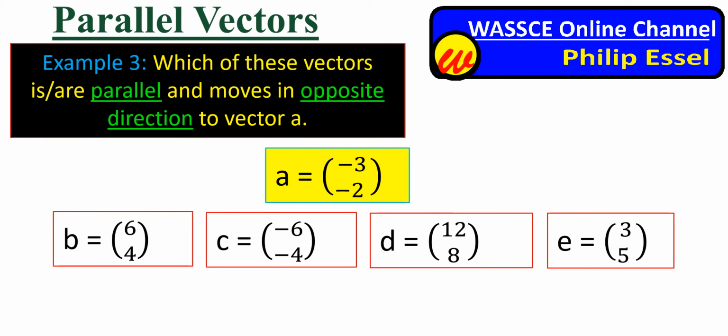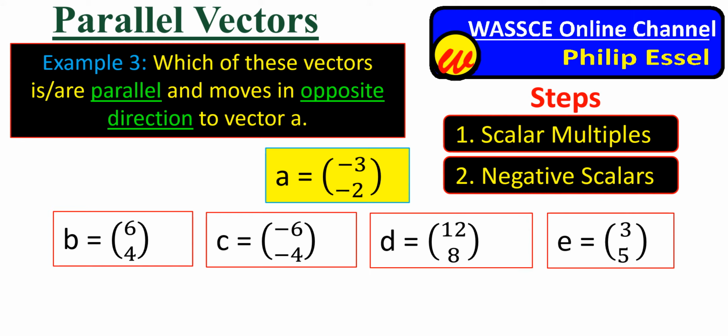Example 3. Which of these vectors is or are parallel and moves in opposite direction to vector A? So in this example, we are being asked to find which of the vectors from B to E are parallel to the vector A and at the same time move in the opposite direction to the vector A. So let's quickly do that.